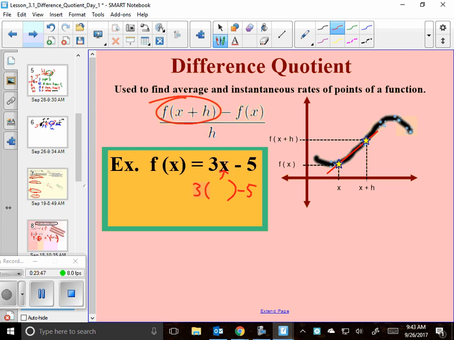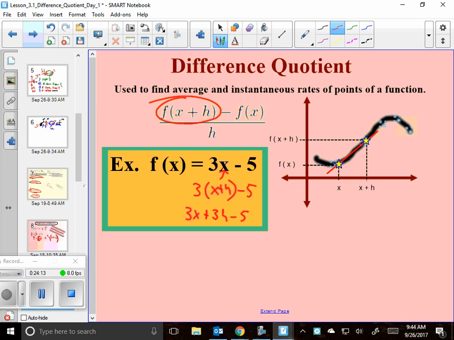This is the part where participation would be helpful. What am I supposed to drop into the function? X plus h. There. That is f of x plus h. Should I clean it up a little bit? Yep, I can multiply it out. 3x plus 3h minus 5. There. Am I done? No, I'm done with the first step, which was finding f of x plus h.